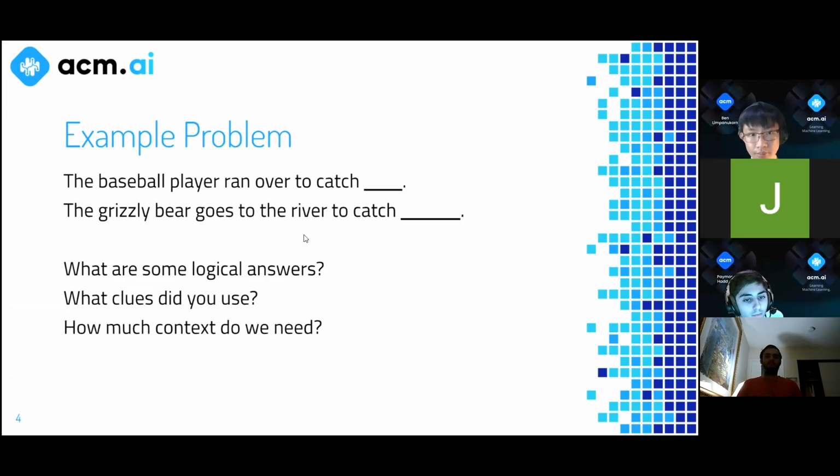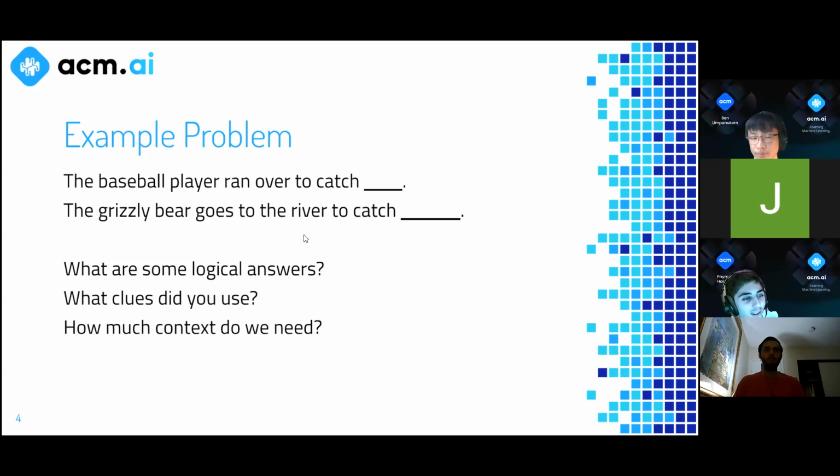Let's first take a second to answer these questions that will probably seem pretty obvious to a human, right? But the point of this exercise is for you guys to explore maybe the kinds of things a machine would have to think about when it's trying to solve some natural language processing task. So we have two sentences here. The baseball player ran over to catch blank, and the grizzly bear goes over to the river to catch blank. So let's just lightning round right off the bat.